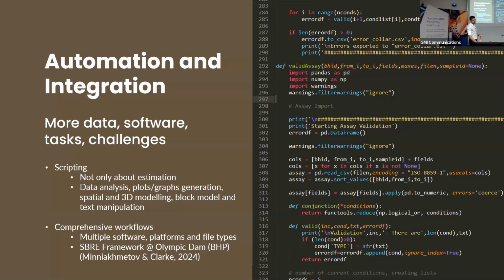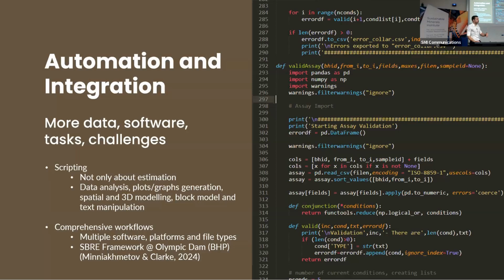For me as well, in the future of resource modeling, again, this is something that lots of people are already doing, but you look at the average model, it's not in there. So you have more data, more software tasks, and more challenge all the time. So you have to have some kind of scripting. It's not only about the estimation. There's a lot that you can take with scripting from the geology, from your resource models. That will allow you to do lots of data analysis, automate plots and graphs generation, some spatial and 3D modeling, and also some block model manipulation. So in the future, you need that flexibility. You need to act fast so you can have more time to think about the geology itself and not be point and clicking your way through an analysis, for example.